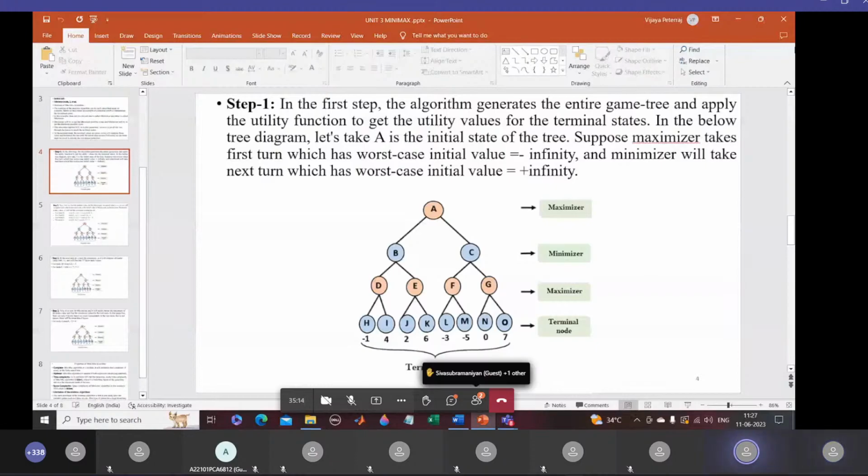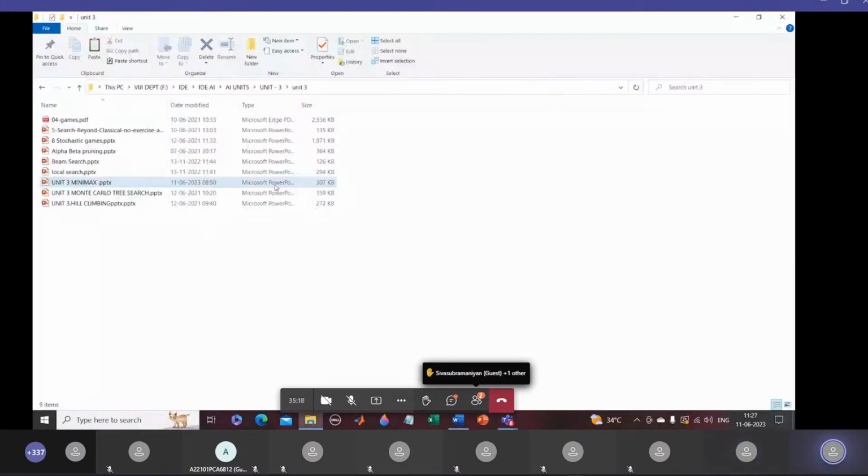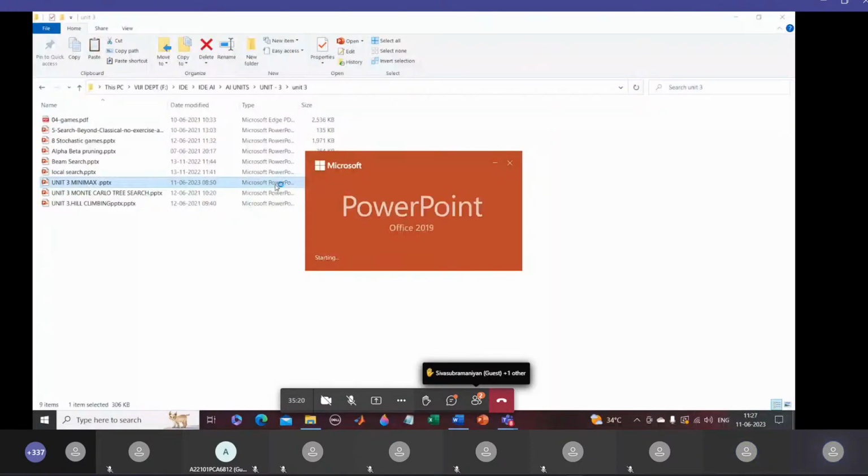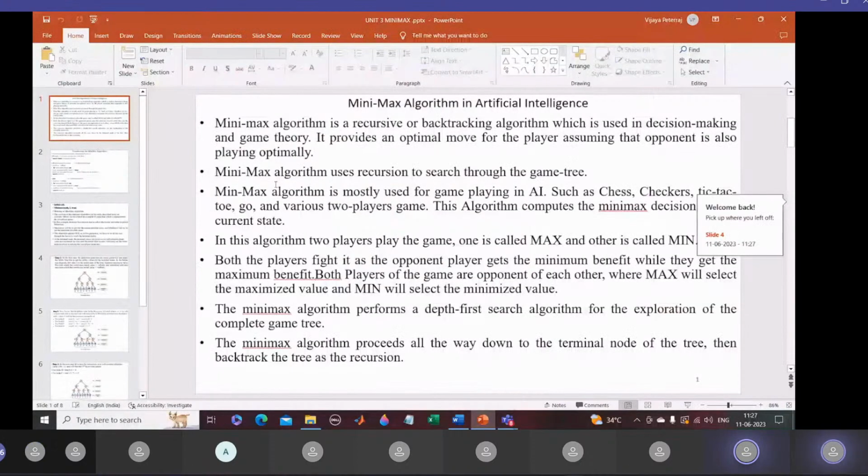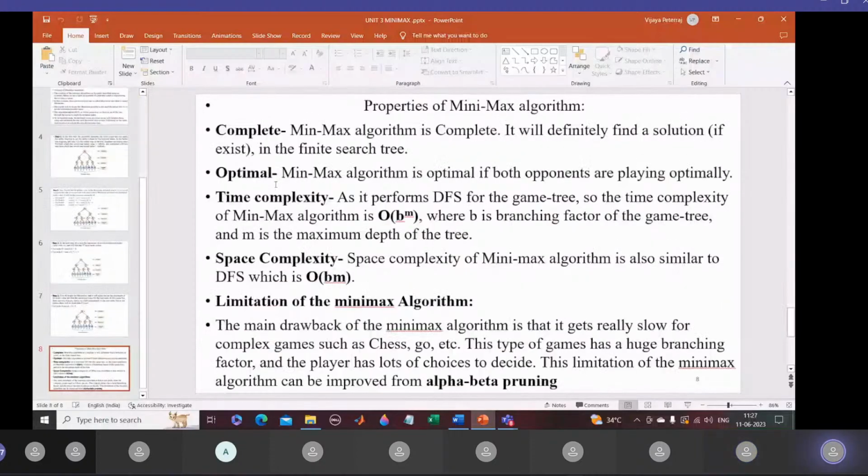What is the purpose of this? Instead of just reading numbers, you have data and you make it into a graph. You can predict something when you have it in graphical format. Again, for this algorithm we check whether it is complete and optimal, and each has time and space complexity. The main drawback is that it is slow.